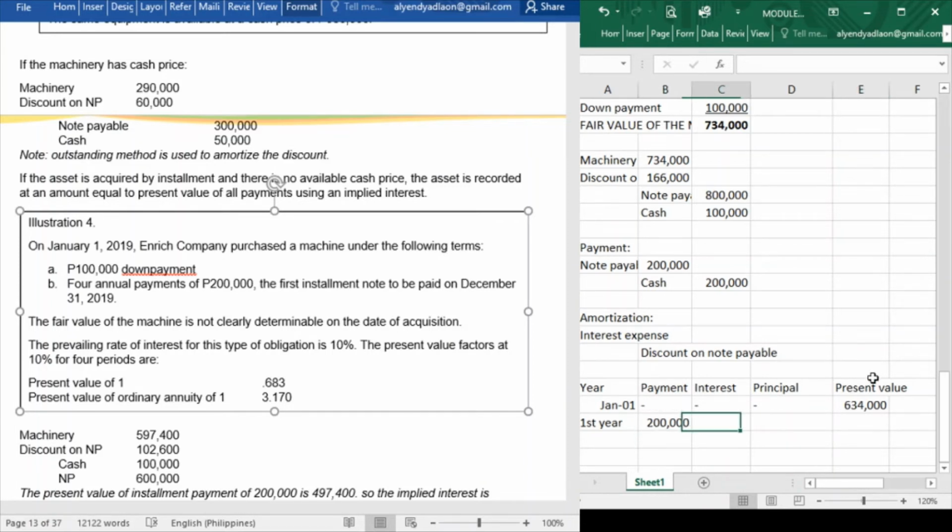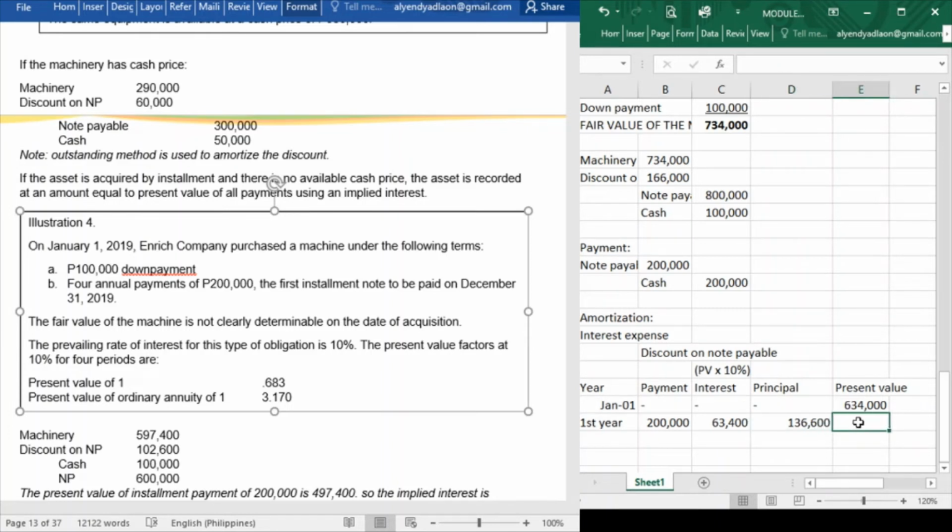How are we going to compute for the interest? So for the interest, class, that would be the present value multiplied by 10%. Okay, so present value of 634,000 times 10%. So our interest amortization for the first year is 63,400. Now, 200,000 minus 63,400. So the principal portion there is 136,600. Again, for the 200,000, 63,400 is the interest and 136,600 is the principal.